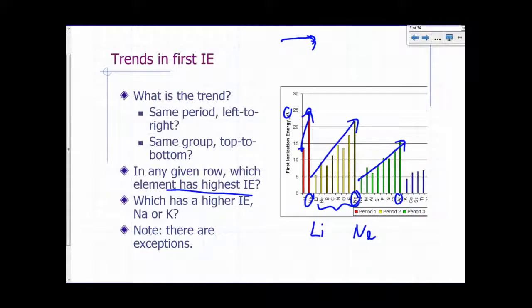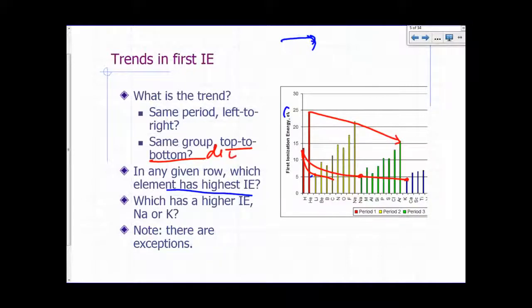Now, if you look at top to bottom, what happens? Within a given group, let's compare, for example, sodium and potassium. Sodium's right here, potassium's over here, lithium's right here, hydrogen's right here. So within a given column, a vertical column, it decreases. Let's look at helium to neon to argon, so decreasing from top to bottom. Top to bottom, it's decreasing. Left to right, it's increasing.